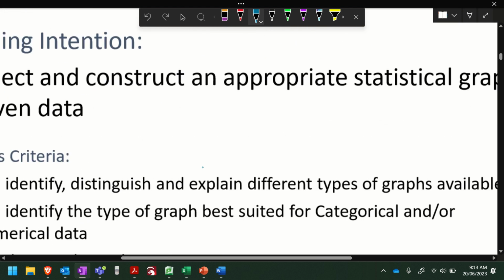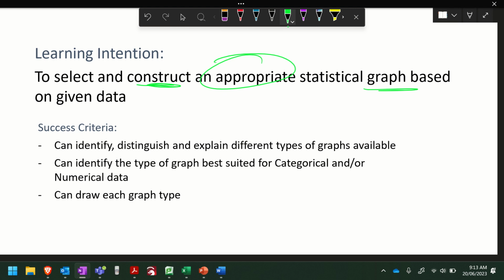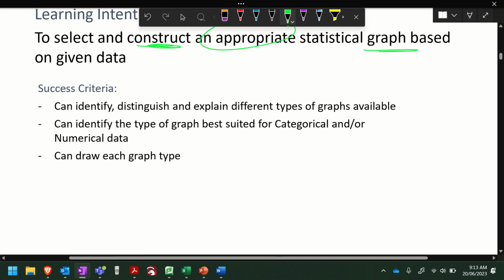So our learning intention is that by the end of the session, I want you to be able to construct some sort of graph based on whatever data you have. Okay, and then as a success criteria, be able to identify and explain the different types of graphs that you can use. So why is a bar graph better than a dot plot? Why is a stem and leaf plot usable for this, but maybe not for a box plot? Okay. And identify the best suited data for it, whether it's categorical or numerical data.